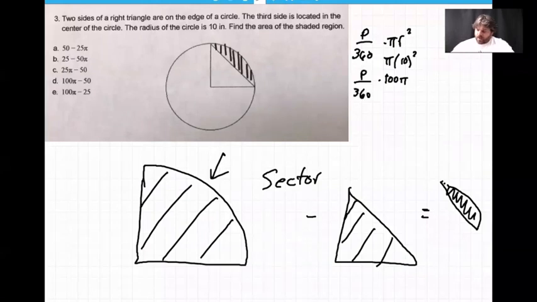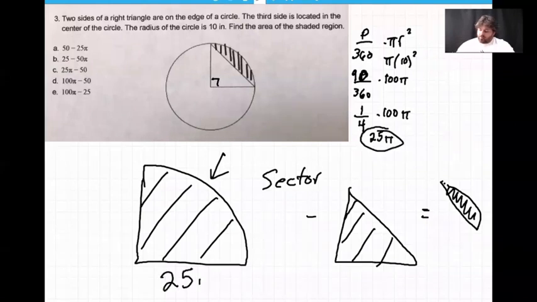And what is the part there? This says that two sides of a right triangle, so it tells me it's a right triangle. So we really know that this is 90 degrees. So 90 out of 360, if you use your calculator, that simplifies to be a fourth. So a fourth times 100 pi is going to be 25 pi. So that's the area of the sector here, 25 pi, minus the area of this triangle.